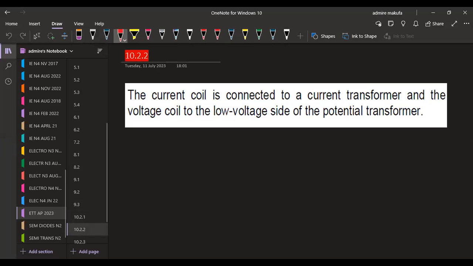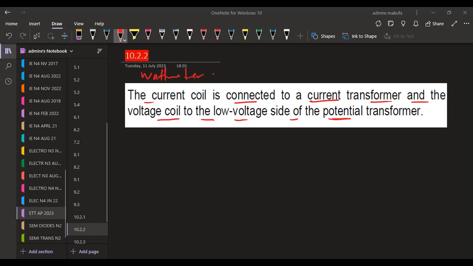Moving to the watt meter, on 10.22, that was for the watt meter. We are dealing with the watt meter. The current coil is connected to the current transformer, and the voltage coil to the low voltage side of the potential transformer.